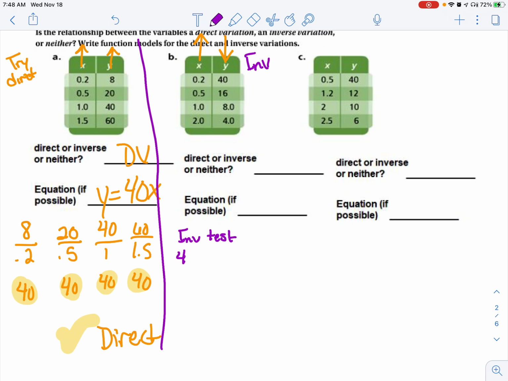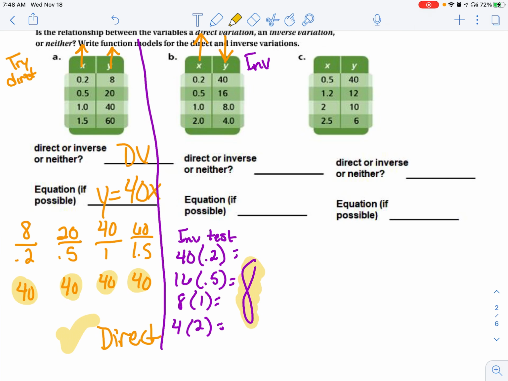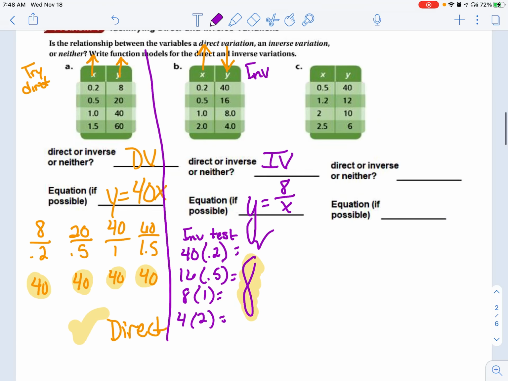So I'm going to do 40 times 0.2, 16 times 0.5, 8 times 1, and 4 times 2. And every single time I get a big whopping 8. Because I get the same thing every single time, I'm going to give it a little check mark. Whatever I tested, inverse variation, is correct. And the equation is y equals 8 divided by x. That's your inverse equation.